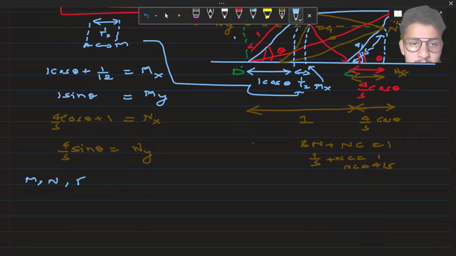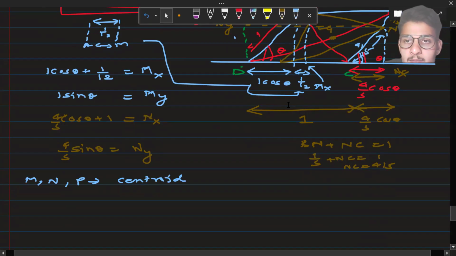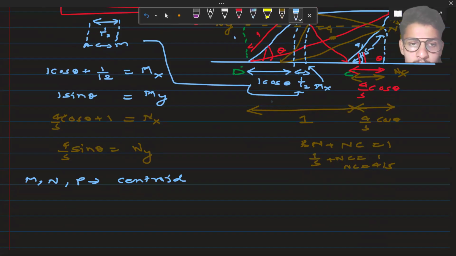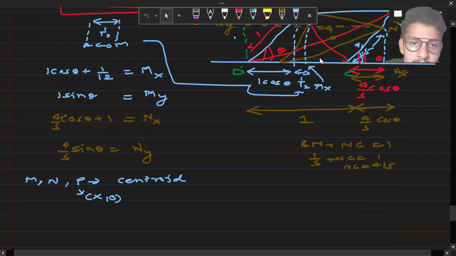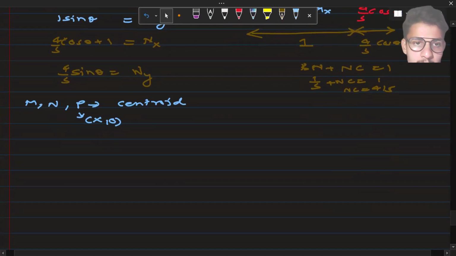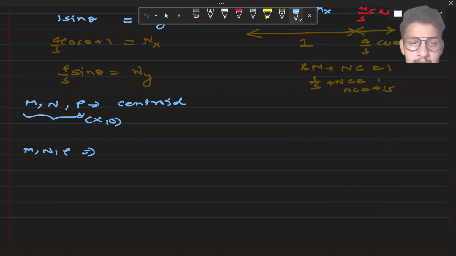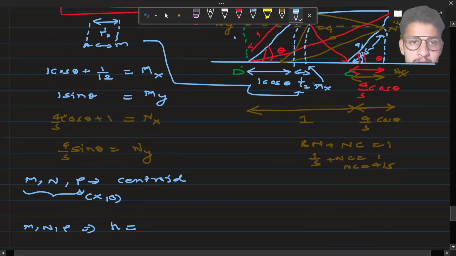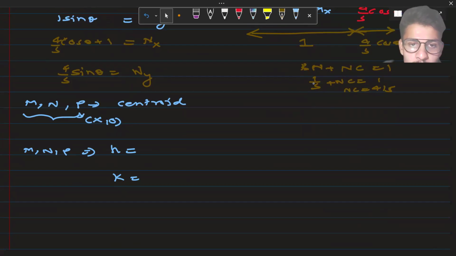And it is given that the centroid of M, N and P is needed. How will you find the centroid? P will lie on CD, so its x coordinate will be x and its y coordinate will be 0, because it is on the X axis. So we have the coordinates of M, N and P, and you can find the centroid. Let's say H is the x coordinate of the centroid and K is the y coordinate of the centroid. Adding all of them and dividing by 3 will give us the centroid. Any doubt in that? No.